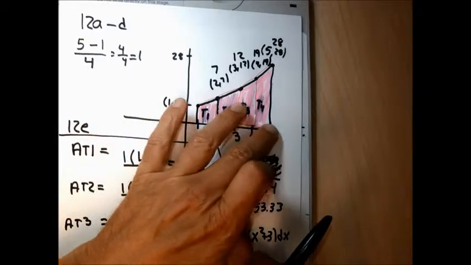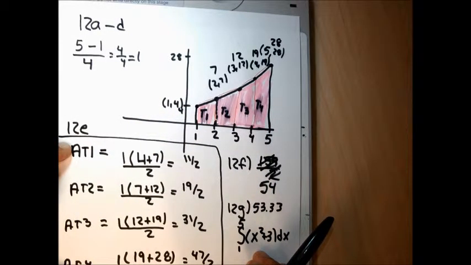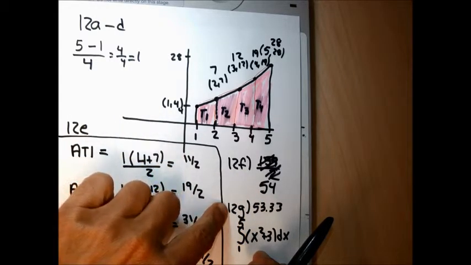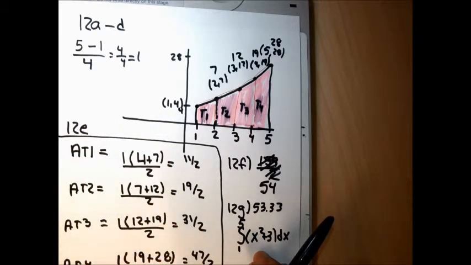E is just finding the area of each one of these trapezoids. F is just adding each of those areas together. And G, we could actually do it by hand, but I asked you to use your calculator to do it. All right.